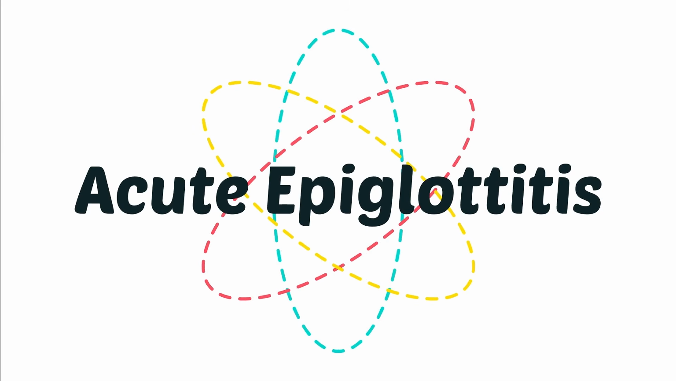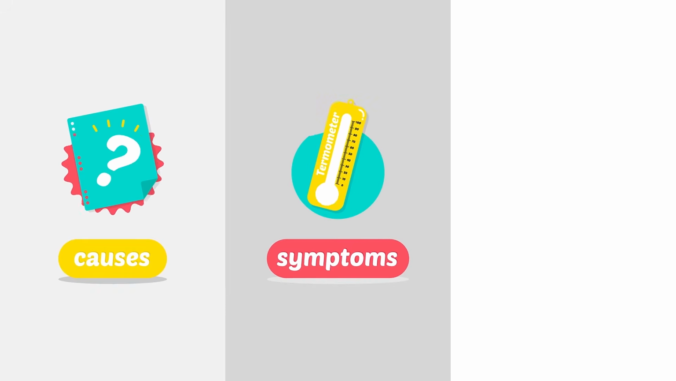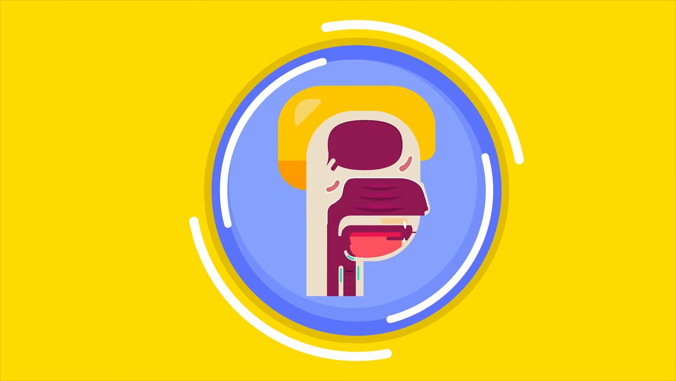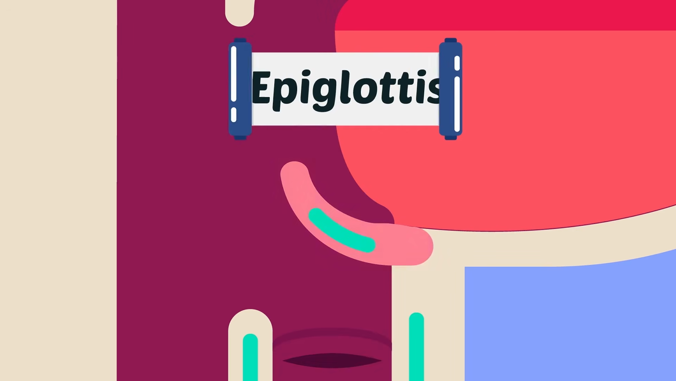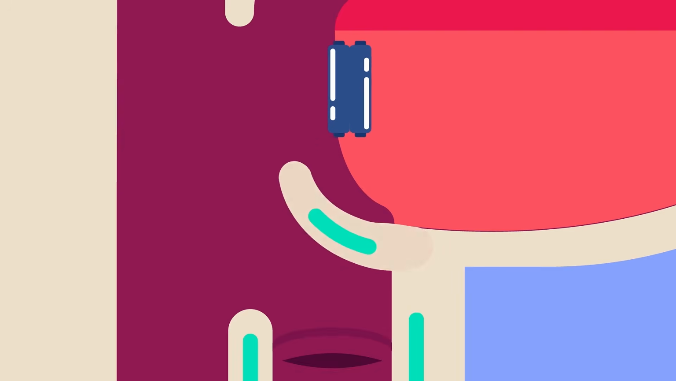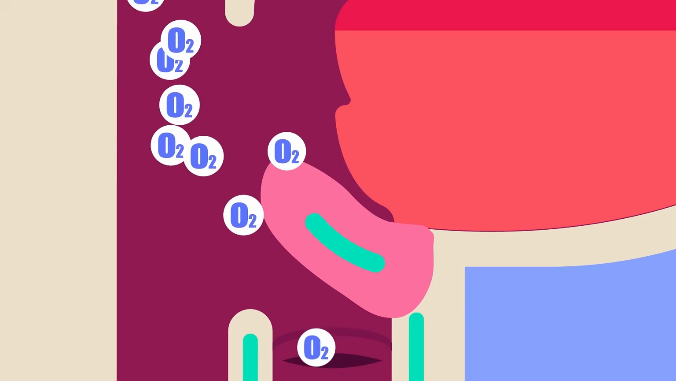Acute epiglottitis. Causes, symptoms, treatment. It is an acute inflammatory condition confined to supraglottic structures, which include the epiglottis, aryepiglottic folds, and arytenoids. There is marked edema of these structures which may obstruct the airway.